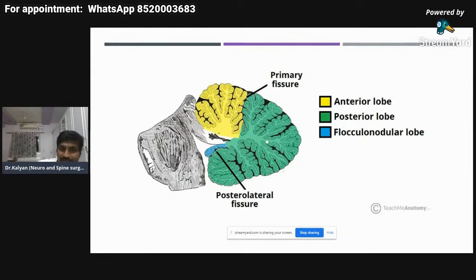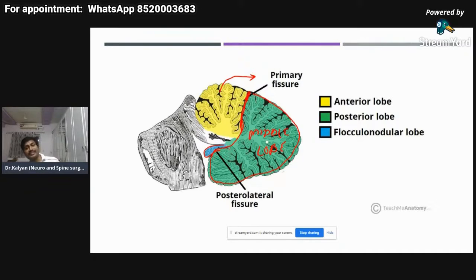In the midline structure, this is a sagittal cut through the brainstem and the cerebellum. This primary fissure, which is the thickest one, divides the part which is anterior. The largest one, nearly the entire remaining part of the cerebellum, is known as the middle lobe. And the small structure which I have shown you is the flocculonodular lobe, which is separated from the middle lobe by the posterolateral fissure.